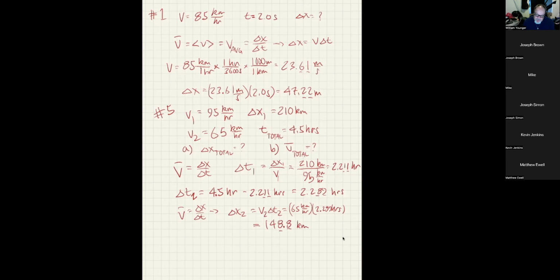So I now know that the answer to part A, delta X total, is equal to 210 kilometers plus 148.8 kilometers. And really, I should only be carrying this to 2 sig figs. So I'm going to say 148 plus 210 gives me 359. It's 358.8 kilometers. So obviously you would call this 360 kilometers is how far you live from school.